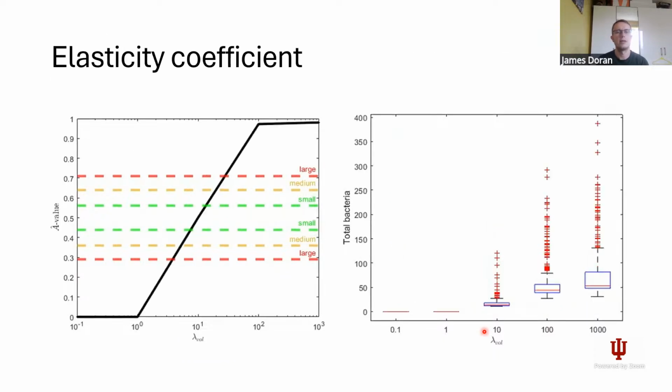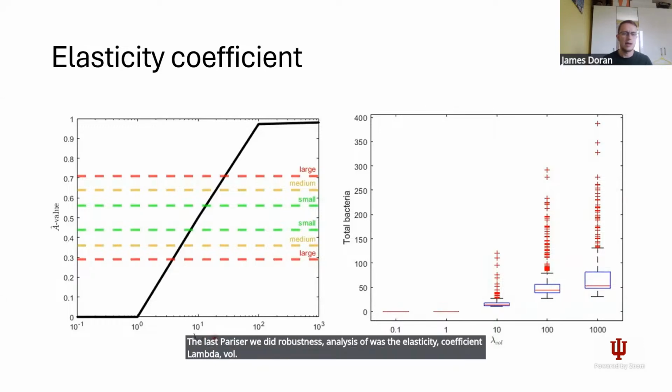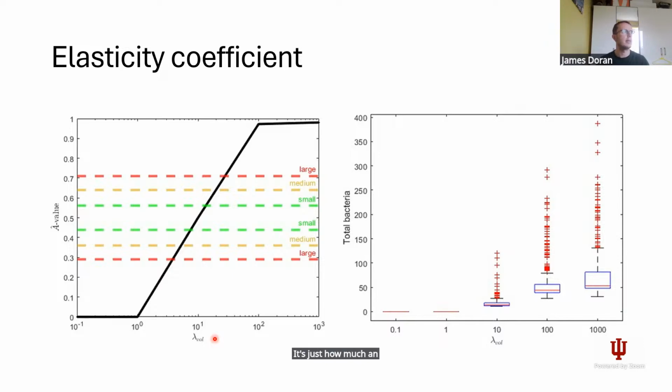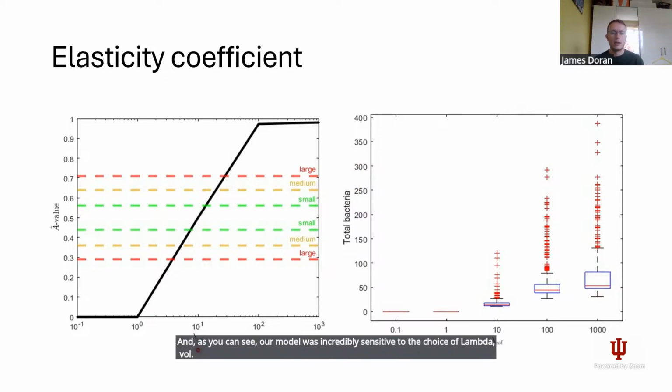The last parameter we did robustness analysis of was the elasticity coefficient, lambda vol, which is just how much a cell prefers to stay at its target volume rather than switch to some alternative volume. And the calibrated value for this was lambda vol equals 10. We considered up to 2 orders of magnitude smaller and 2 larger. And as you can see, our model was incredibly sensitive to the choice of lambda vol.